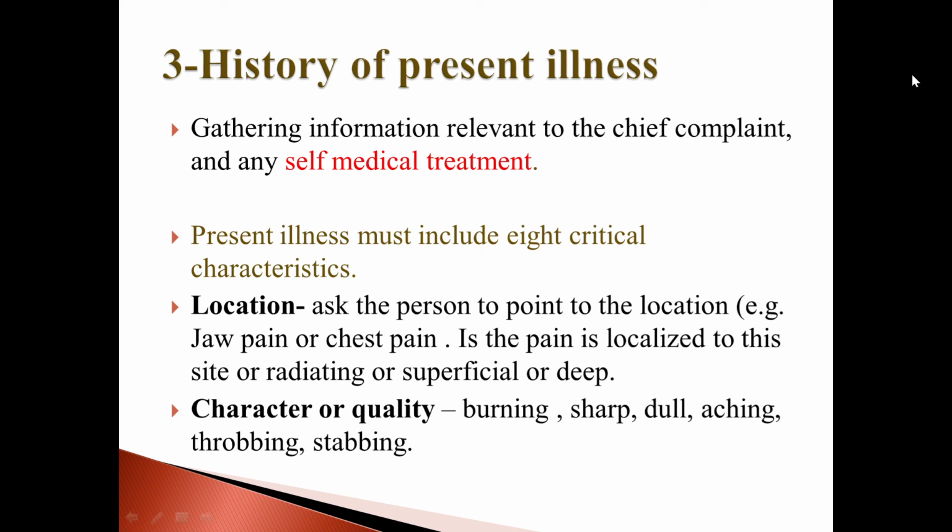Third one, history of present illness. That is gathering information relevant to the chief complaint and any self-medical treatment. Chief complaint, what complaints the patient is having now. Present illness must include 8 critical characteristics. If the patient is telling that he is having pain, what are the things you have to collect? Location. Ask the person to point to the location.